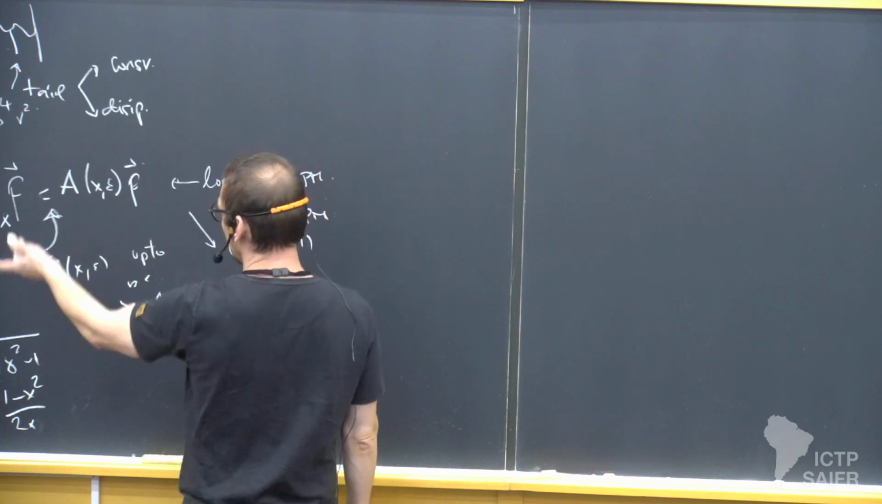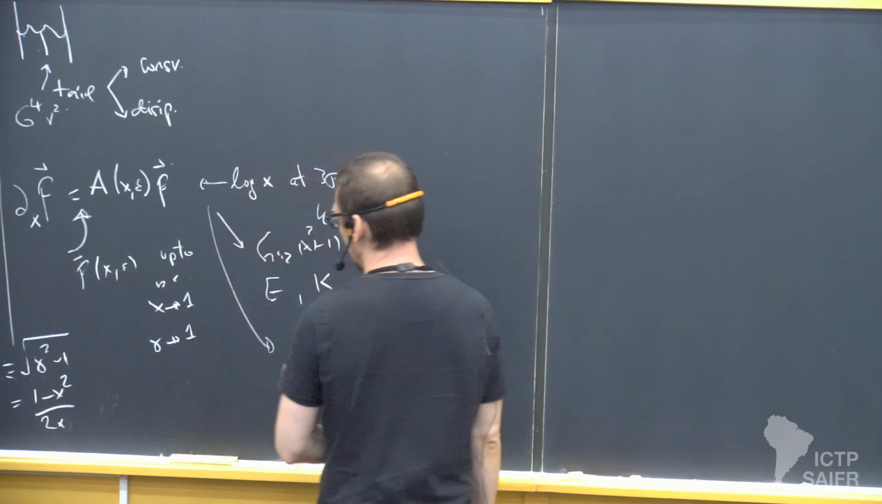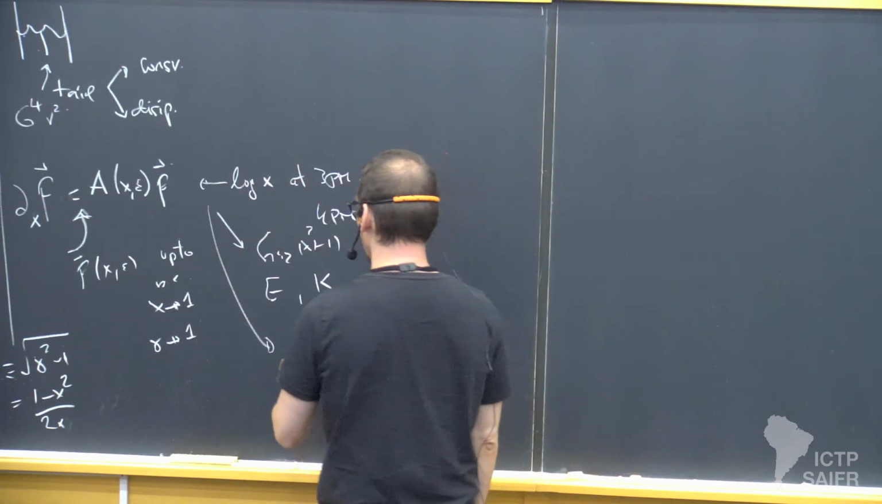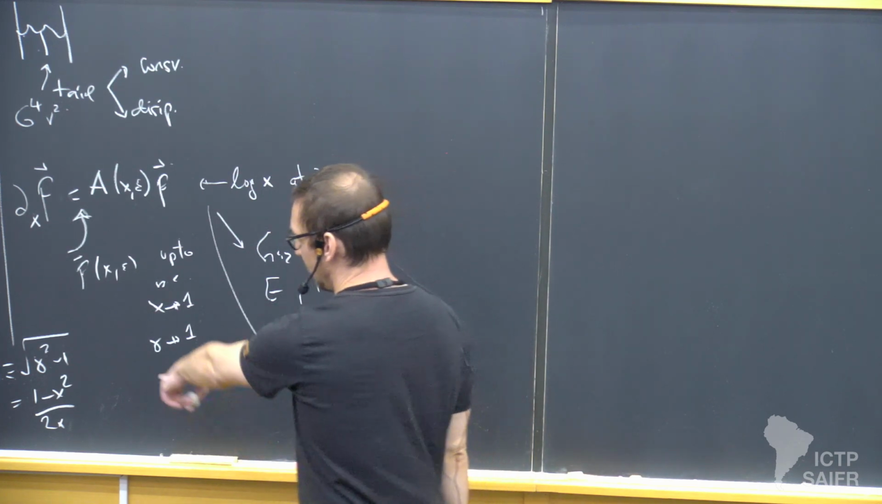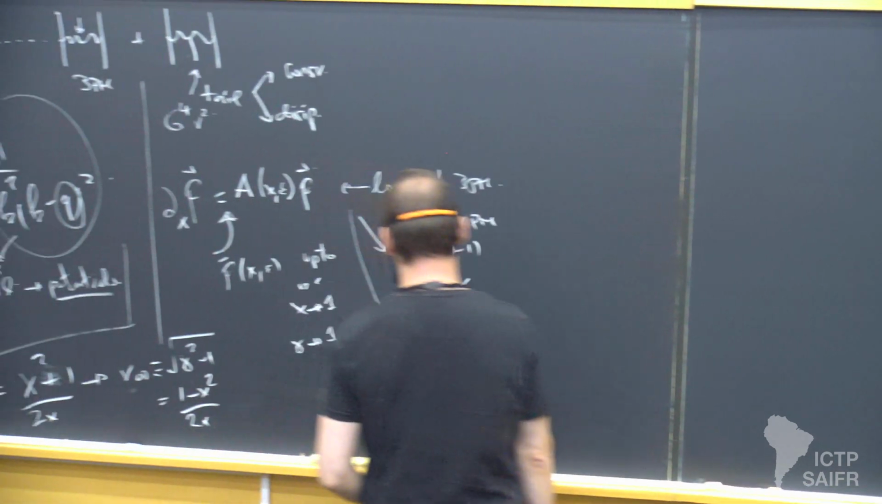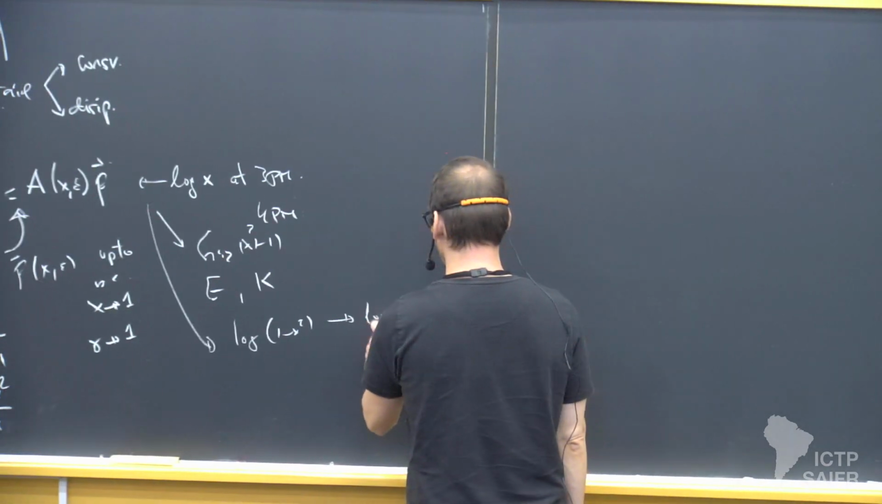And then when you go to the radiation, you start getting dilogarithms and other stuff as well, but you also get something which is a log of 1 minus x squared, which becomes the log of the velocity. So you get a log of infinity.